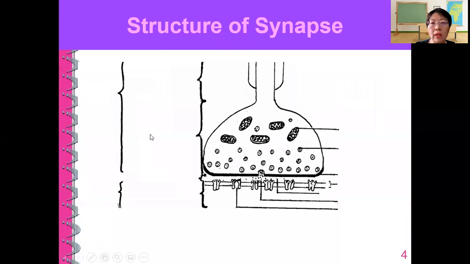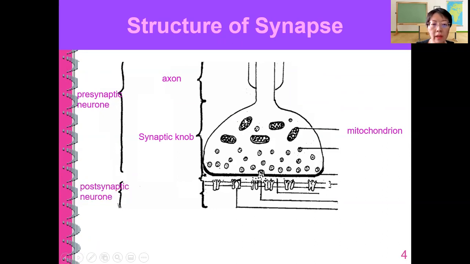Okay. So this is the structure of the synapse. So this part here is the synaptic knob. This part here is the axon of the presynaptic neuron. Means the neuron before, pre means before, the synapse is the junction. Then this represents the postsynaptic neuron, means the neuron after the synapse. Okay, and this represents postsynaptic membrane.